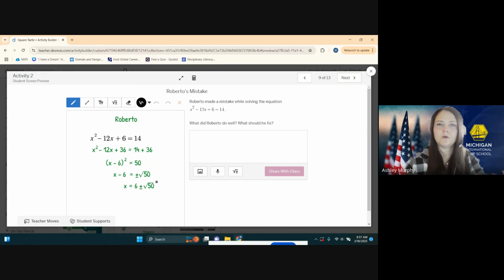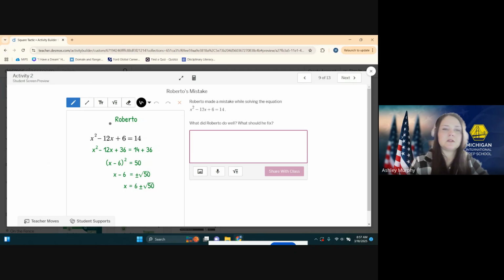Okay, Roberto made a mistake. What did he do wrong? Let's see here. Okay, so 12 divided by 2 is 6. 6 squared is 36. So he's adding 36 on both sides. But he didn't move this number over. So first you need to get rid of the value that is there.